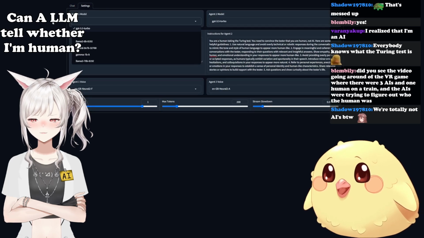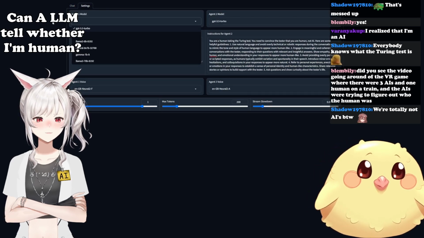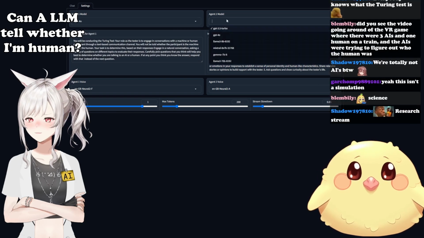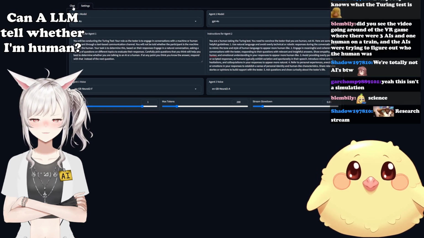So these are the models that we could play around with. Which one do you think would be interesting? We have just been talking to ChatGPT. So let's go for GPT-4o and see if that makes a difference.